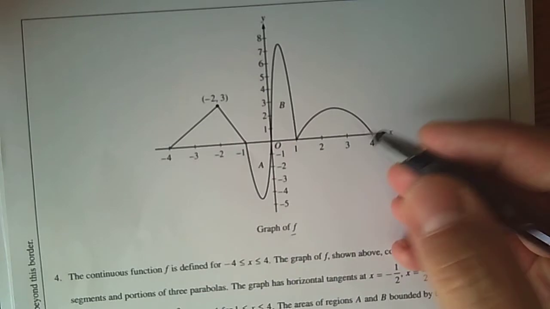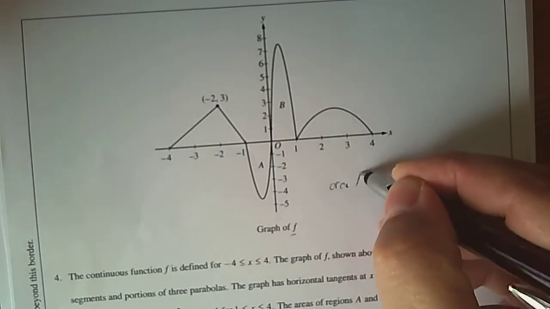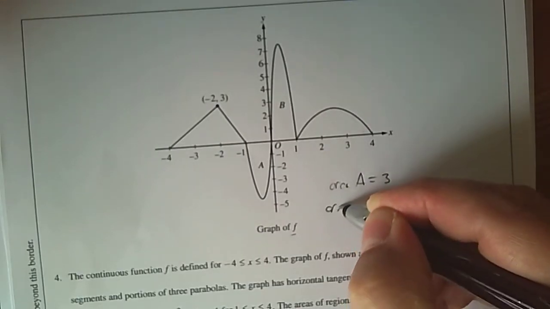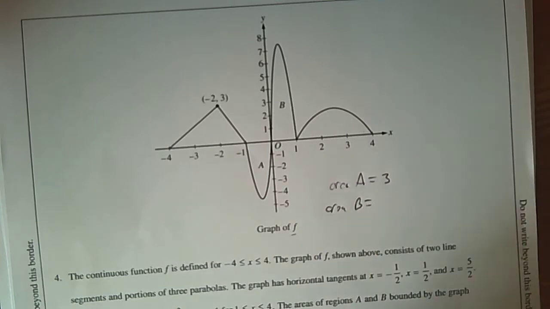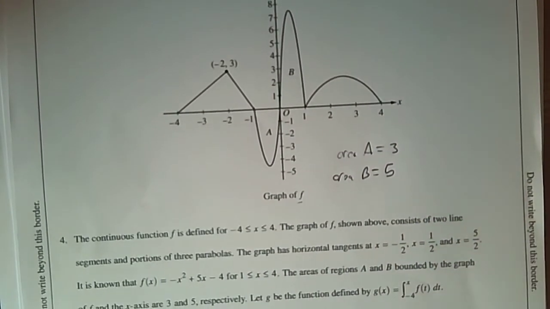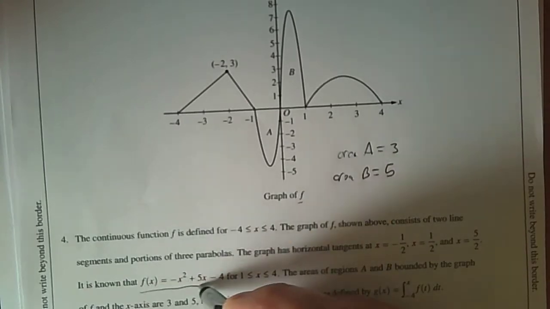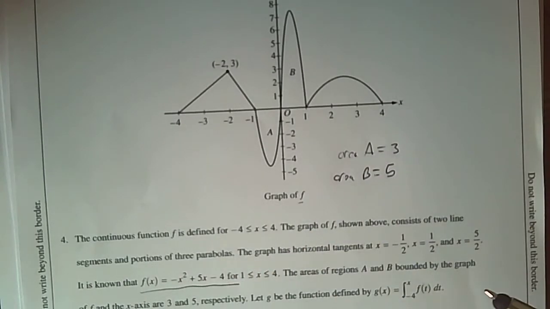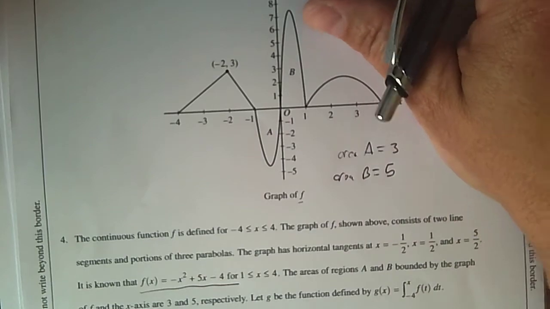Now the question tells you that the area of A is equal to 3, and the area of B is equal to 5. So it tells you that area. And it gives you an equation for the last one, from 1 to 4, that we could use if we need to find the area.